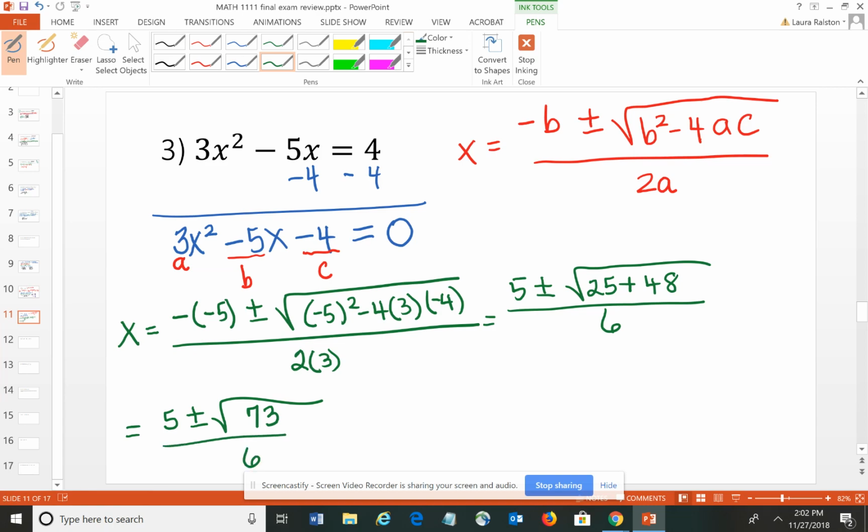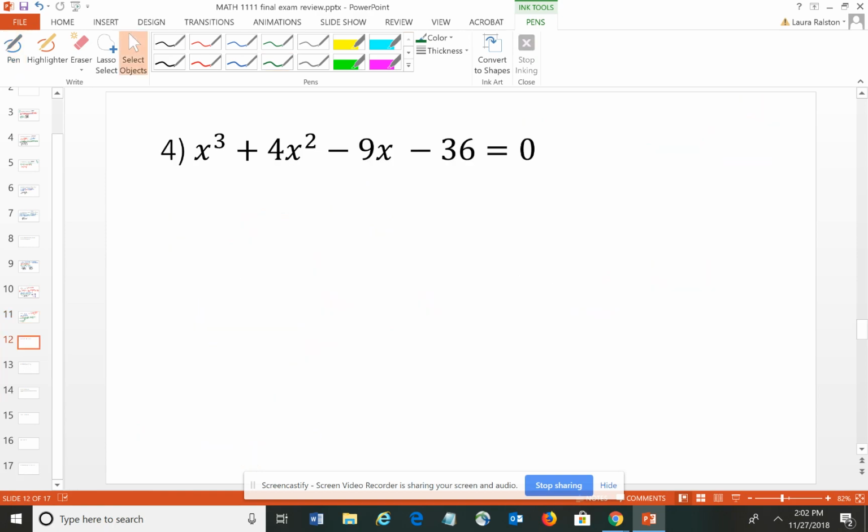over 6. Now, if possible, we want to simplify that radical. However, 73 is a prime number and won't simplify. So your answer is actually 5 plus or minus the square root of 73, all divided by 6.